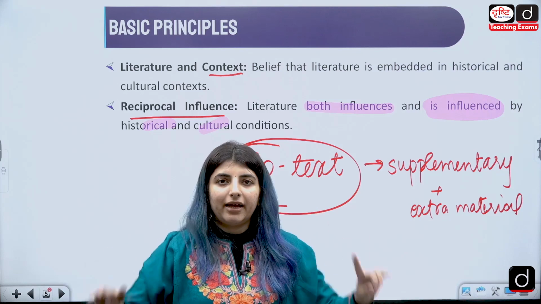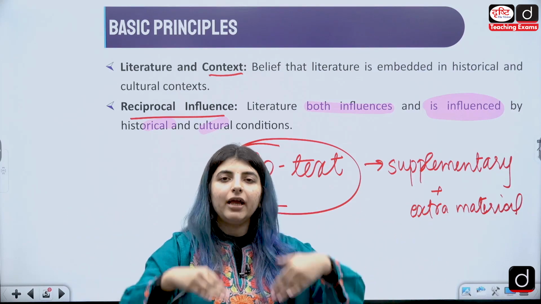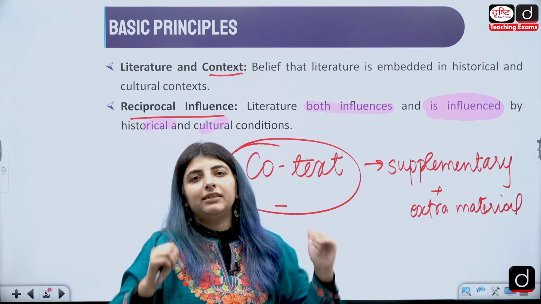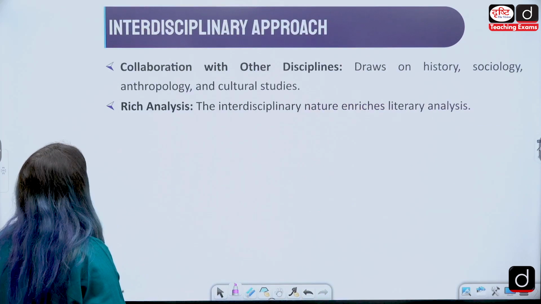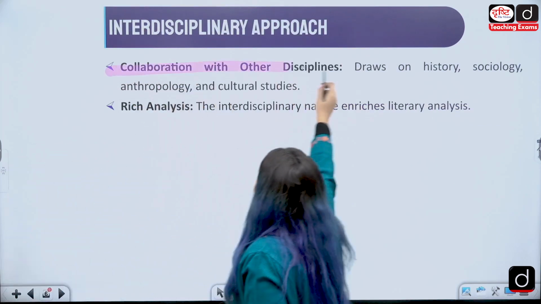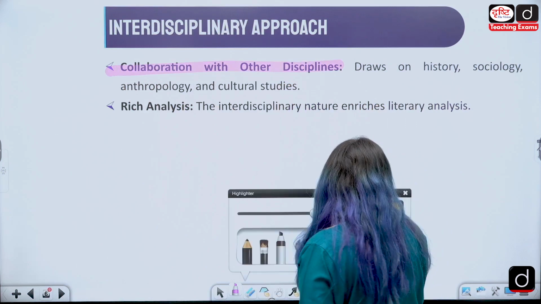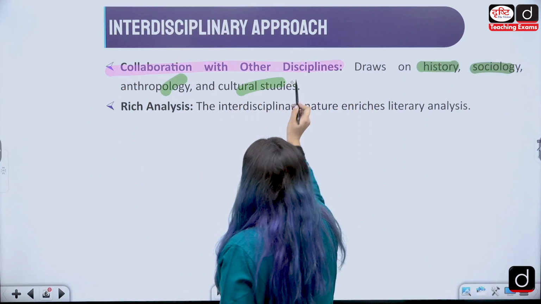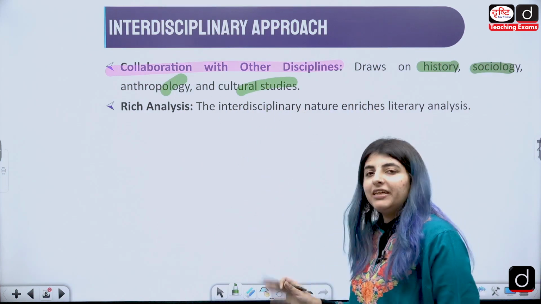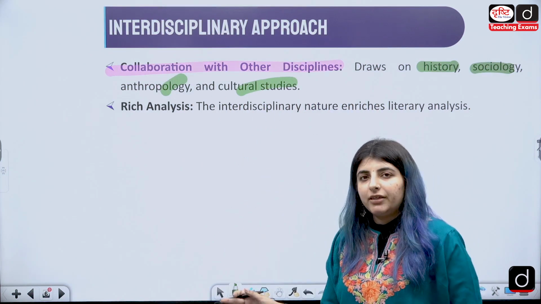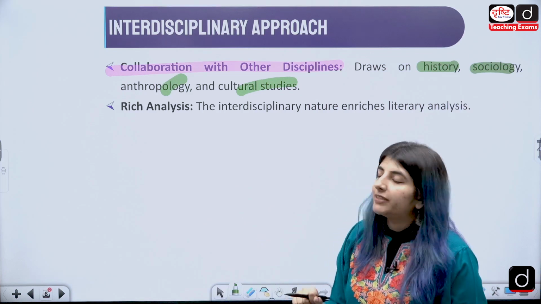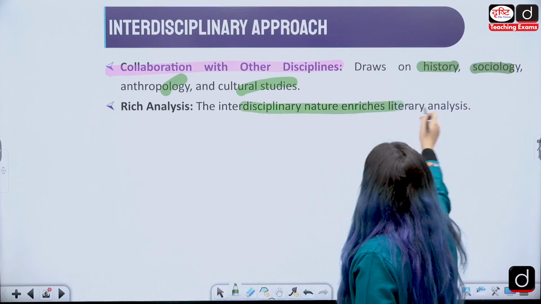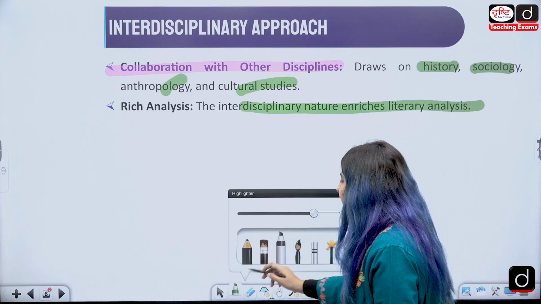So if a writer is writing, whatever is happening around them is something which is reflected in that particular work, right? Collaboration with other disciplines is also there. It draws on other factors such as history, sociology, anthropology, cultural studies as well. Cultural materialism is also a field which emerged around the same time when new historicism came. The interdisciplinary nature enriches the literary analysis of any work.